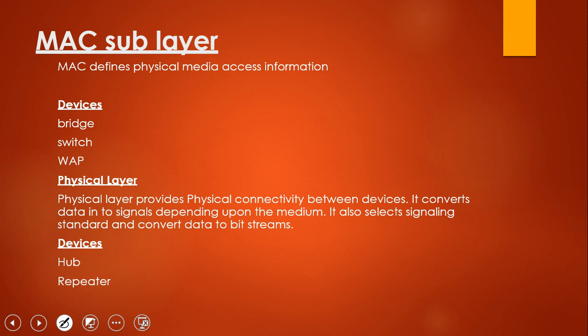Physical layer. The physical layer provides physical connectivity between devices. It converts data into signals depending upon the medium. It also selects the signaling standard and converts data to a bit stream. Devices: hub and repeater.